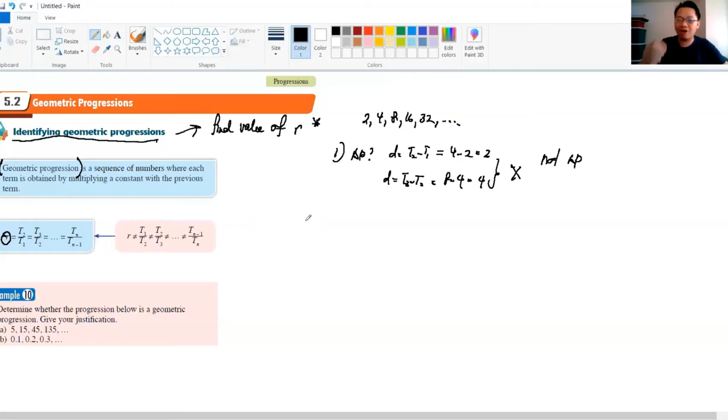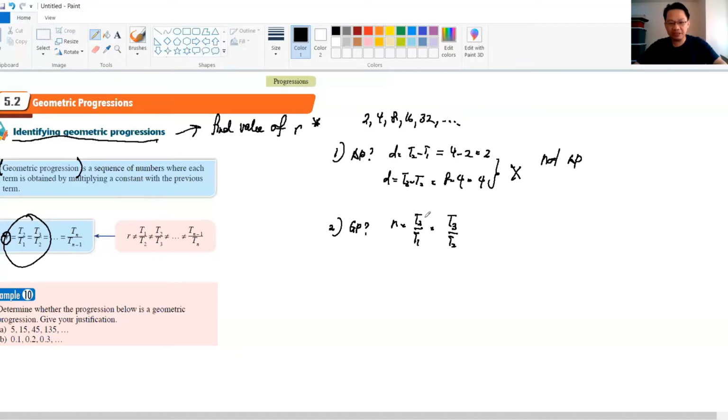For a GP, we need to find the common ratio. If their common ratios are equivalent, that means they are a GP. So for number 2, how do we check whether they are a GP or not? Now we find R, the common ratio. T2 over T1 must be equal to T3 over T2, right? According to the formula here.